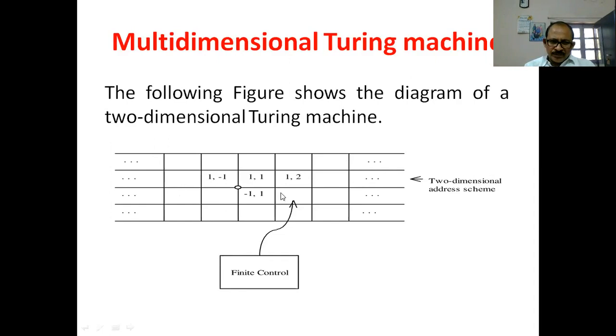Here you can see the tape head. Suppose the tape head is pointing to this cell. Then it may move in the left direction, the right direction, the up direction, or the down direction.